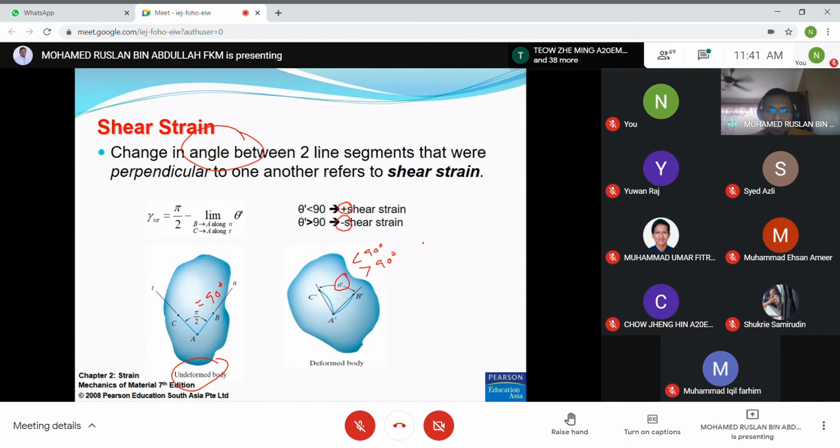Okay, so negative shear strain. This is another part of the strain. We call it shear strain. How can we measure the deformation of the body based on the angle? We can compare the angle. What happened to the angle before and after? From here, we can measure what we call the shear strain.